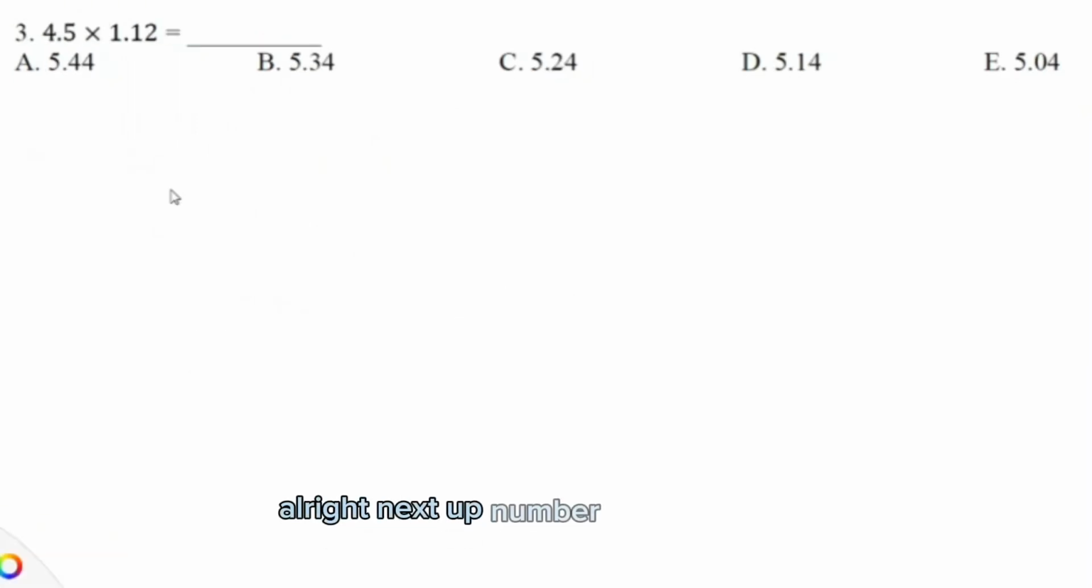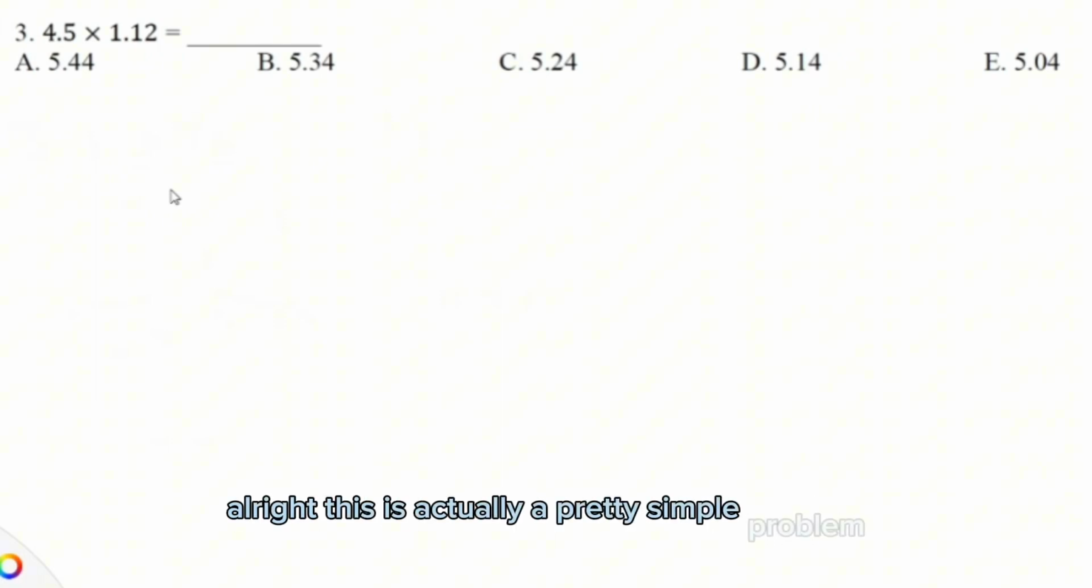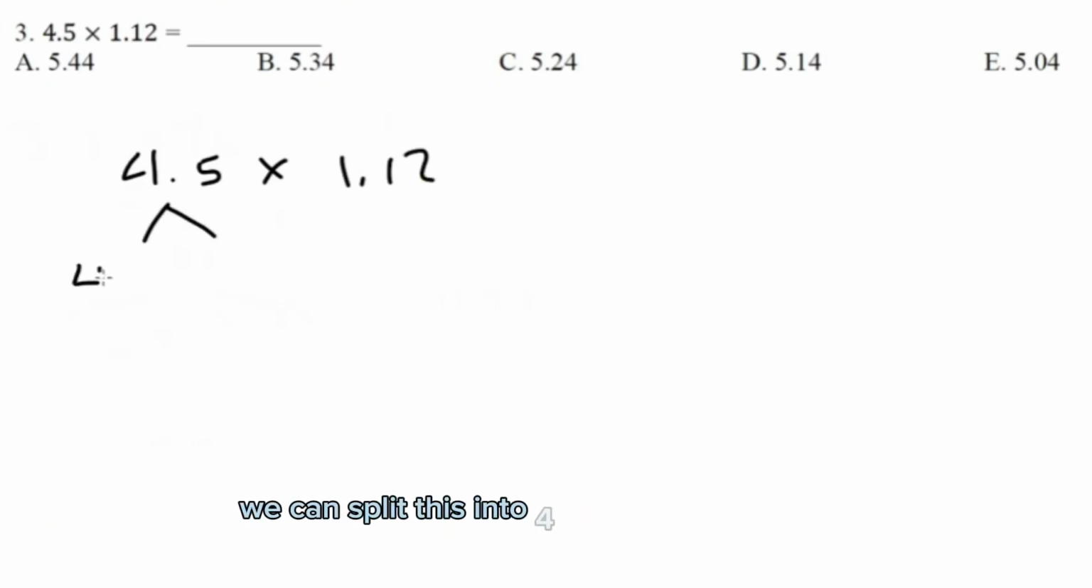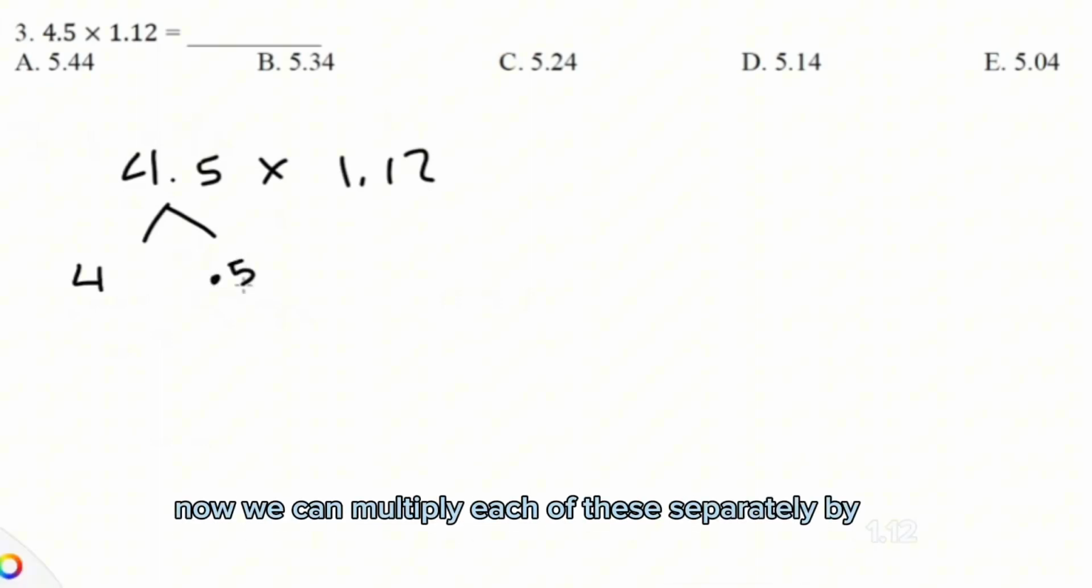Alright, next up, number 3, 4.5 times 1.12. Alright, this is actually a pretty simple problem. So let's break this down. We have 4.5 times 1.12. Alright, so let's take this number 4.5. We can split this into 4 and 0.5. Alright, now we can multiply each of these separately by 1.12.